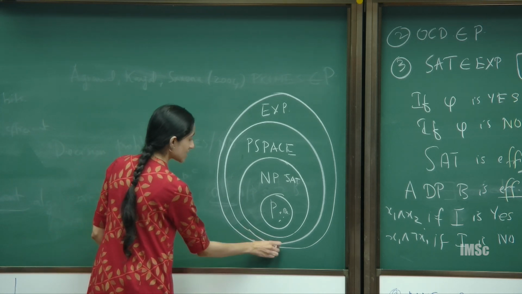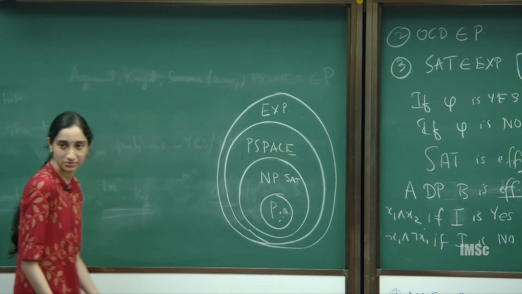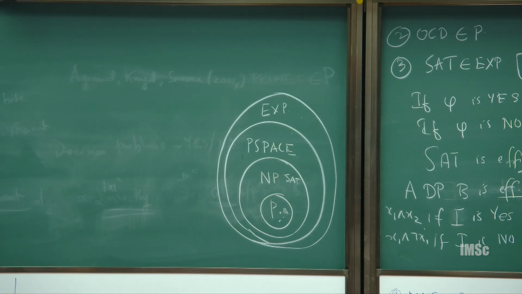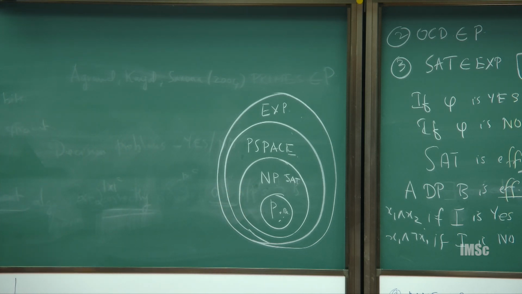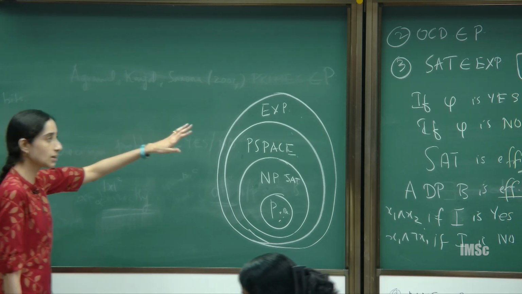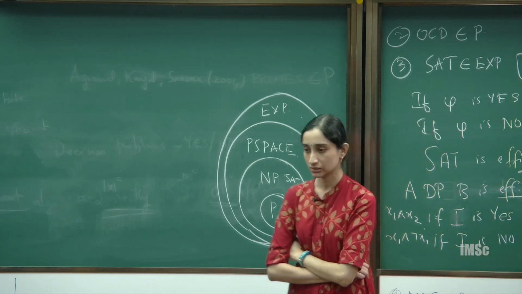So now you can ask, is there something here that's not here? So SAT is in NP. And there was this question, is NP contained in P? So what is the meaning of this? Suppose I wanted to say that NP is contained in P. How would I solve it?